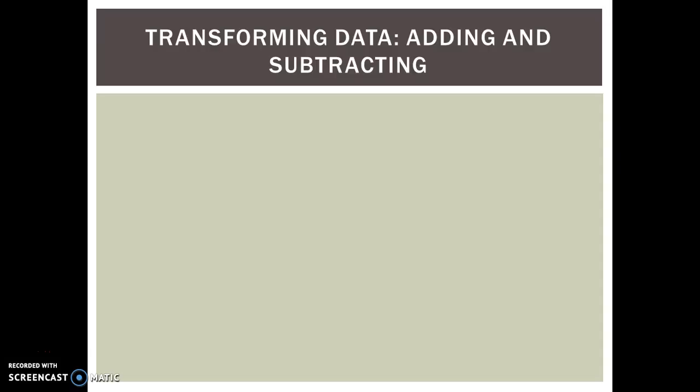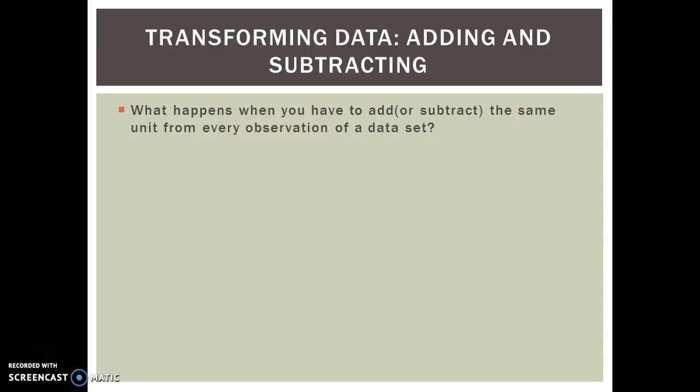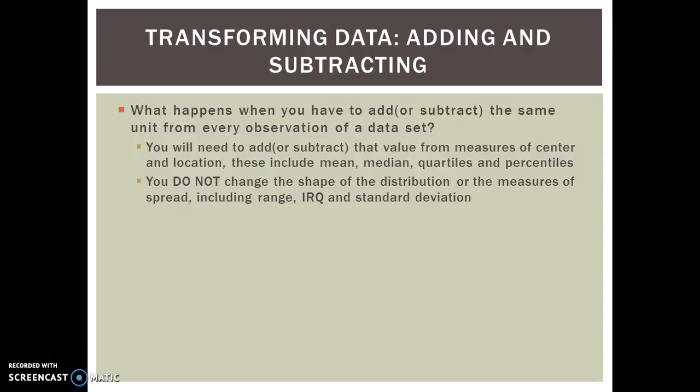All right. What happens if you add and subtract the same unit to every observation of a data set? So when you change your data set, this goes back to what I was talking about in class the other day, if I took everybody's weight and found the mean of it, but then I found out my scale was 3 pounds off. Okay, so if you're adding and subtracting, you will need to change things like mean, median, quartiles, and percentiles, but you never change the shape of the distribution or the measures of spread, including range, interquartile range, and standard deviation.